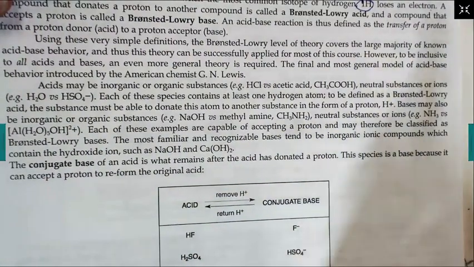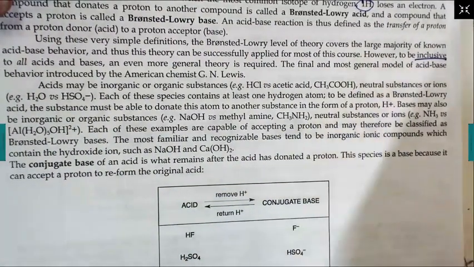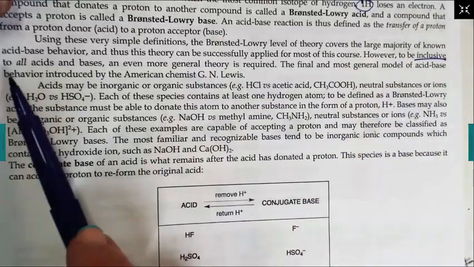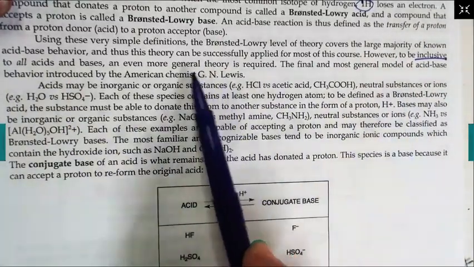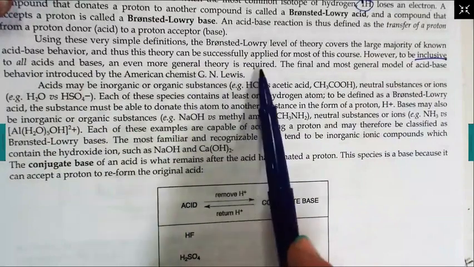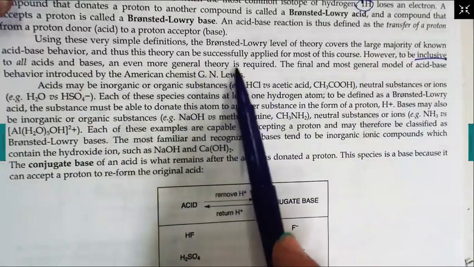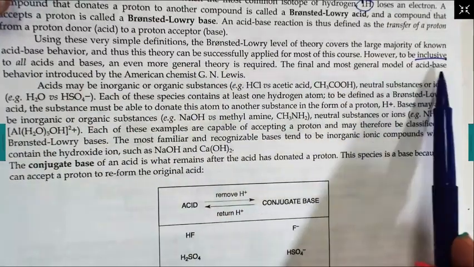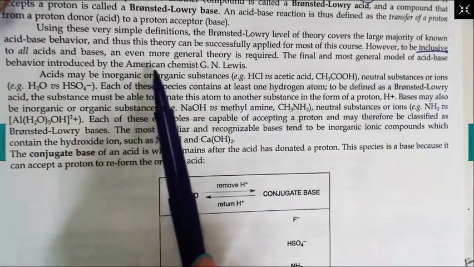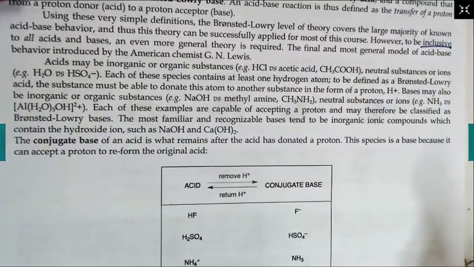However, to be inclusive of all acids and bases, we use the general Lewis theory. The general theory is required. The final and most general model of acid-base behavior is by the American chemist G.N. Lewis.